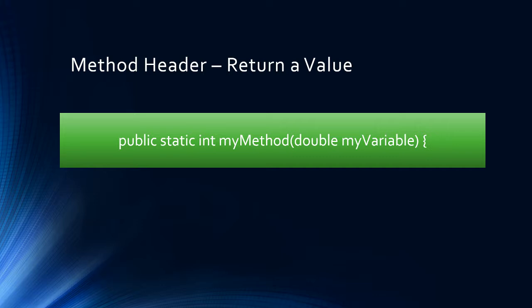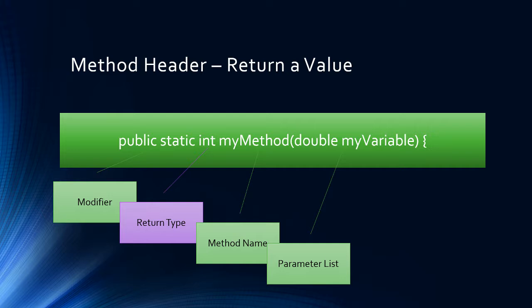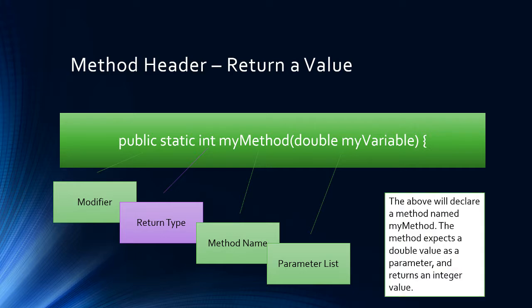Now sometimes our method will have output. It will return a value. In this case, we're going to update our method named my method. It's still going to accept a double as input, but now it's going to return an integer value as output. We start out our method header again with the modifier, public static. The return type is changed here to int for integer. Our method name stays the same, and our parameter list is the same. We only want one variable to be passed to our method as input as a parameter.